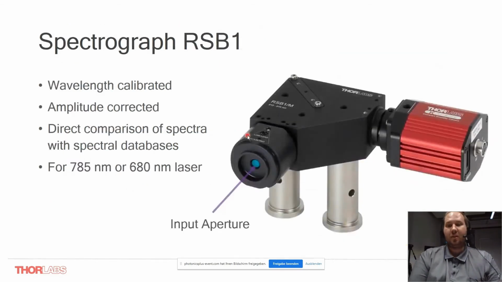So now let's take a look at the spectrograph itself. So here's the aperture, here are the optics, and then we have the camera sensor here. This comes wavelength calibrated and also amplitude corrected. So this allows for a direct comparison of any recorded spectra with spectral databases. You can use 2 different excitation lasers. The first one is 785 nanometers, and the second one would be 680.